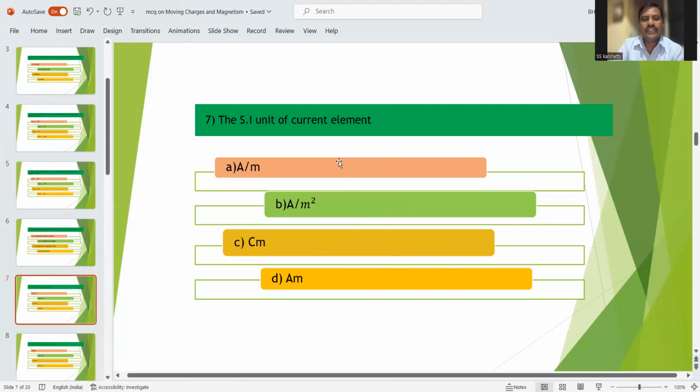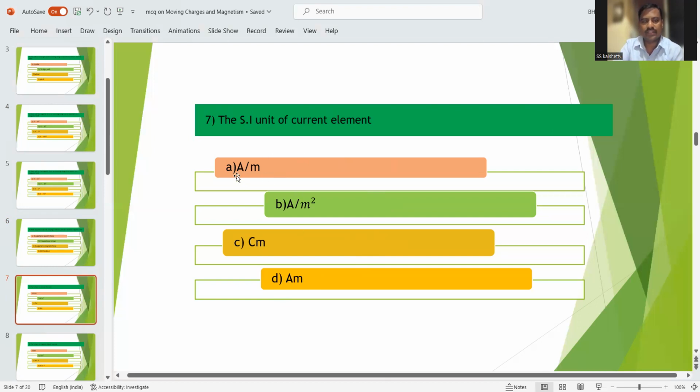Seventh question. SI unit of current element. No doubt, this is very simple. SI unit of current element is ampere meter, because current element means current is there and some small elemental length will be there. The SI unit of current is ampere, and length is measured in meters. So ampere meter is the SI unit of current element.